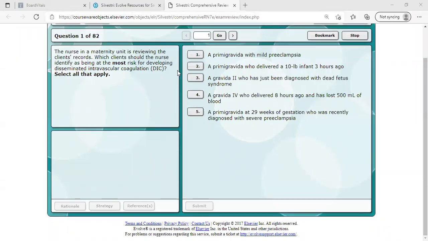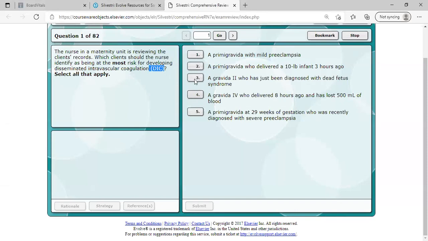Here are a few questions and answers we selected from Evolve, and all of the questions and answers are about intrapartum care. Question number 1: the nurse in a maternity unit is reviewing the client records. Which client should the nurse identify as being at the most risk for developing disseminated intravascular coagulation, shortly called DIC? Select all that apply.